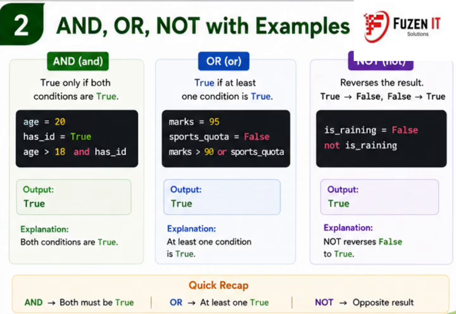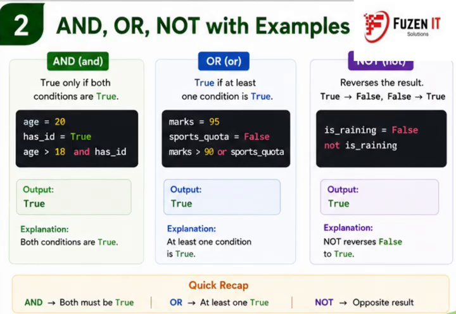Now let's see practical examples. Example for and: age equals 20, has ID equals true. Age greater than 18 and has ID. Output will become true because both conditions are true. For example, for or: marks equals 85, sports quota equals false. Marks greater than 80 or sports quota, then output will become true because one condition is true.